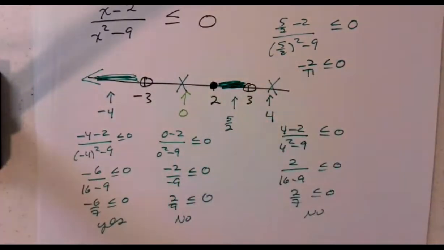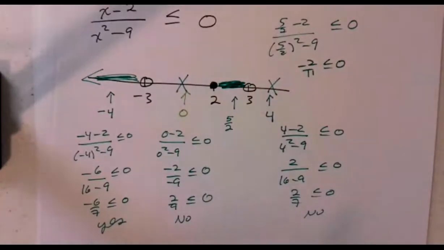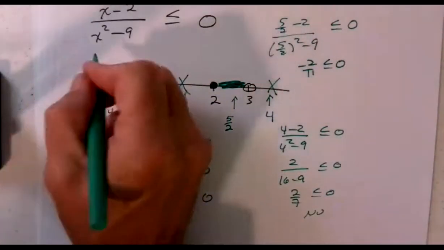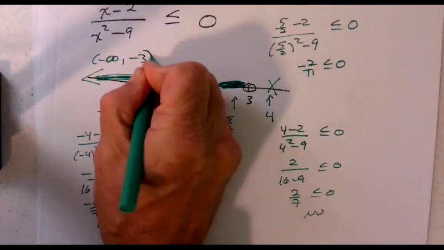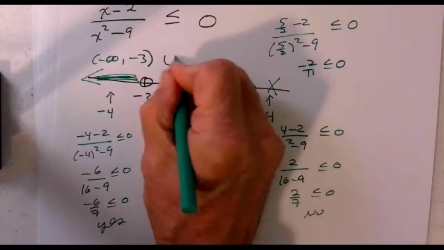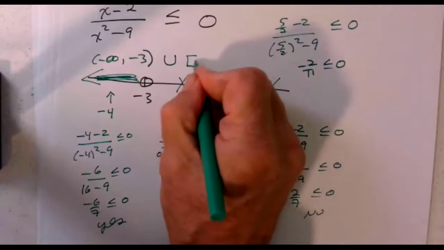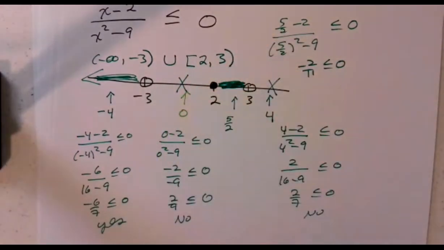Before I jump back to the calculator and show how I would plug all of these numbers in to make my life a little easier, we will see what our final answer is. This first interval is from -infinity to -3, round bracket, union, no here, yes here, square bracket 2 to 3, round bracket.